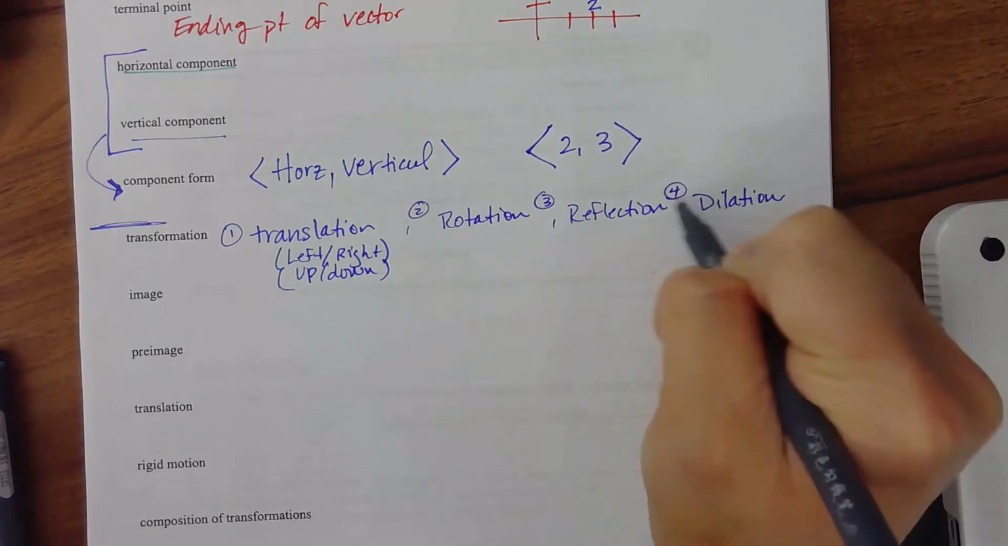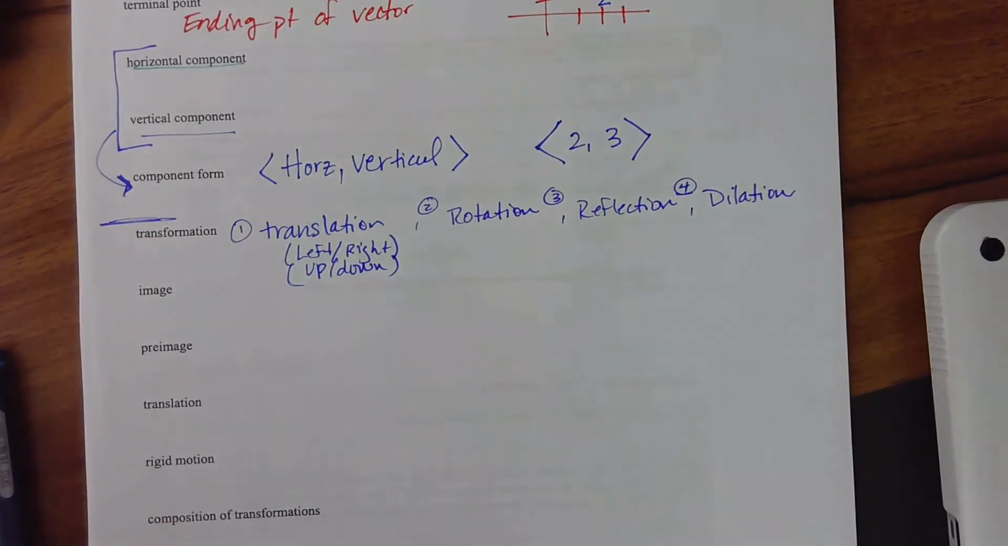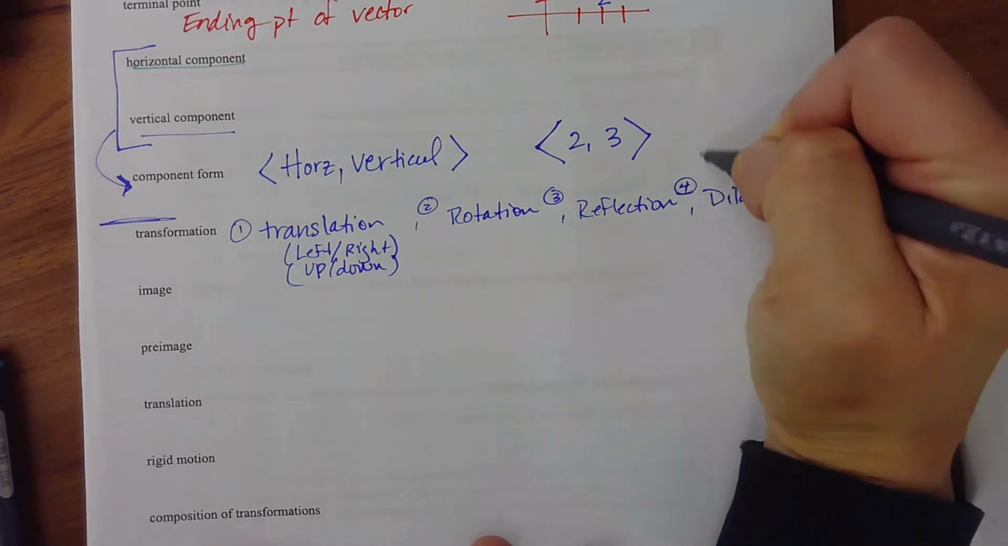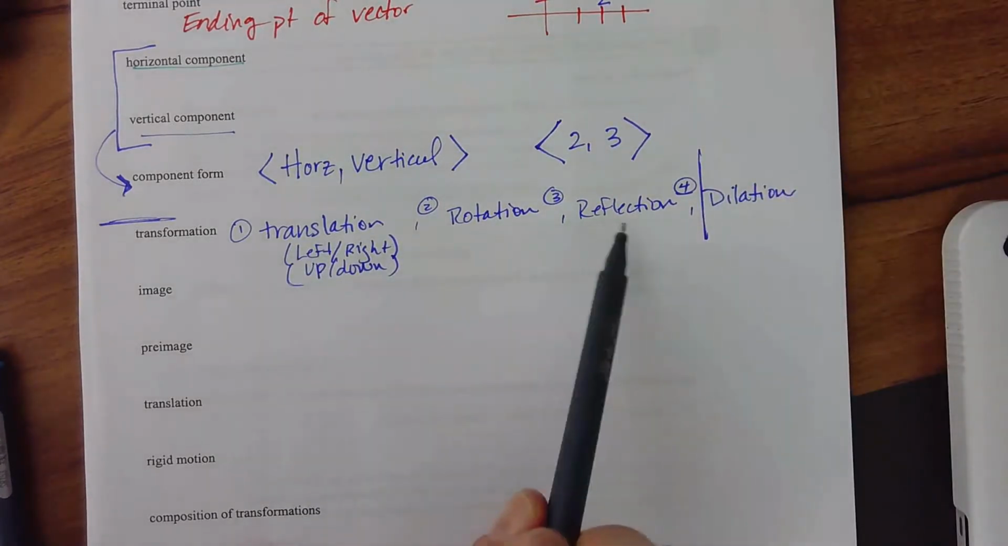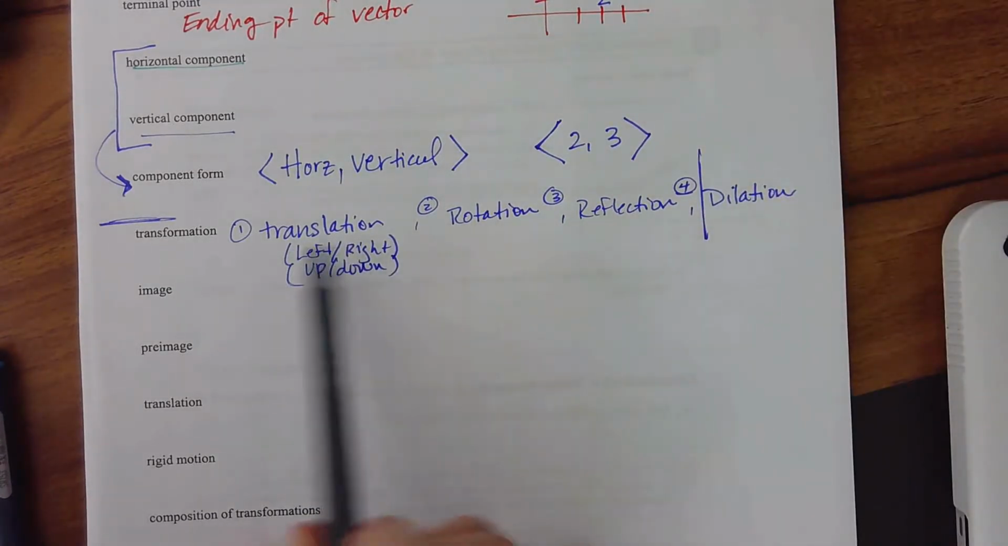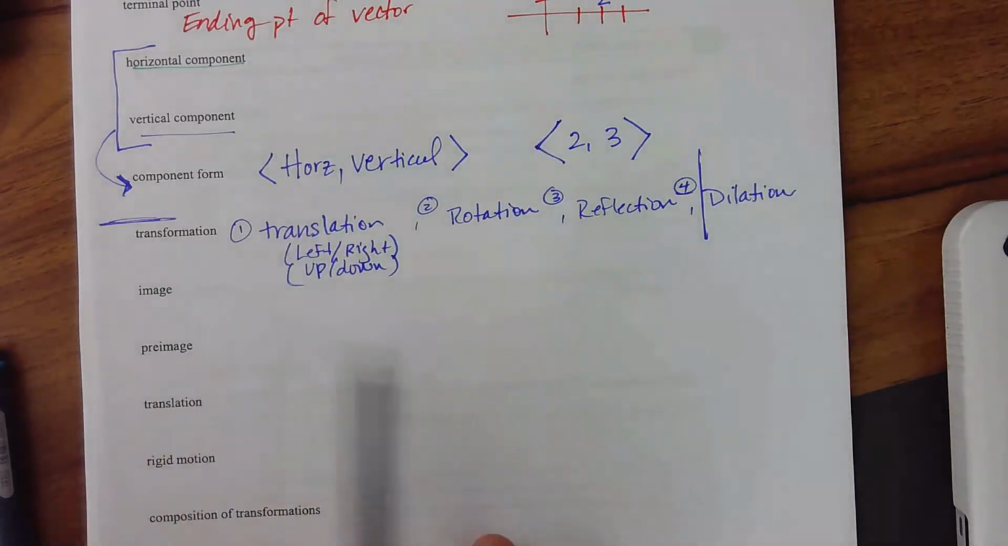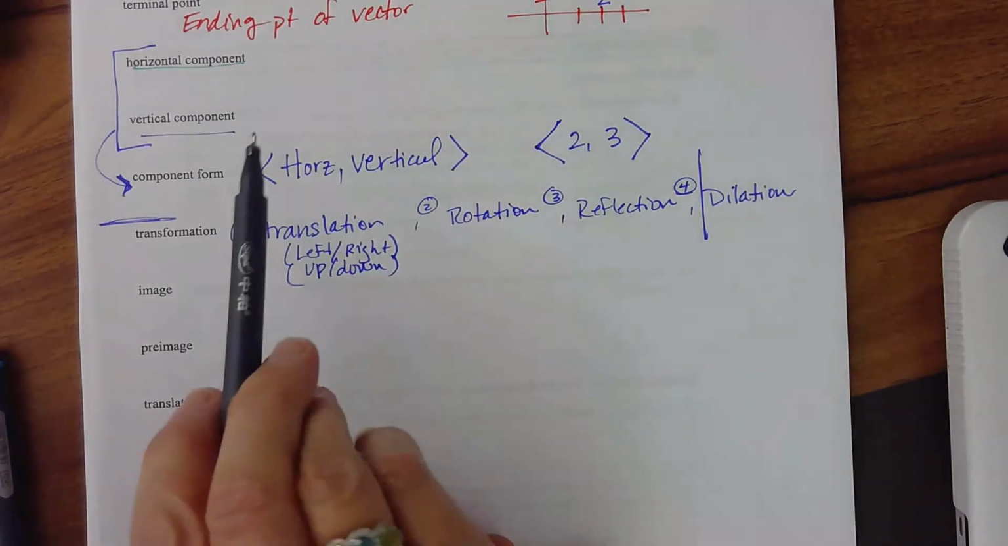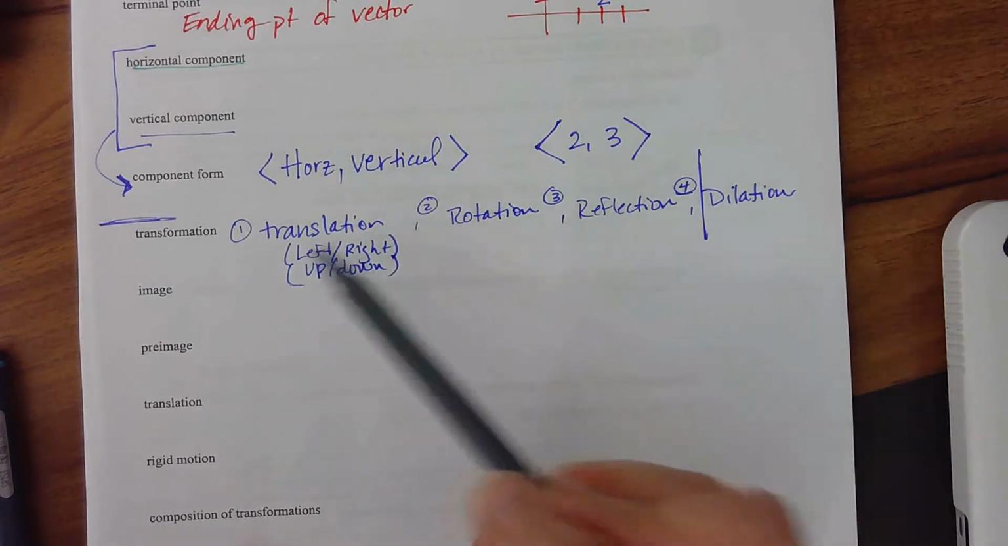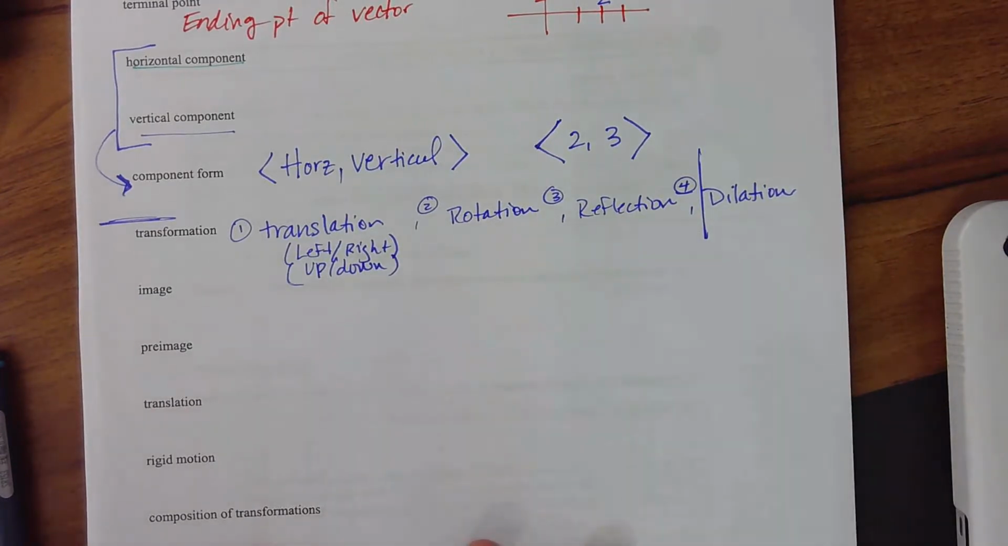Basically, a dilation scales your figure up or scales it down, so it makes it bigger or smaller. It's the only one that's really going to change the size of your image. All of these others are just moving it around. You're either moving it left, right, up, and down, rotating or spinning it, or flipping it, reflecting it, but you're not changing the actual look of the figure.